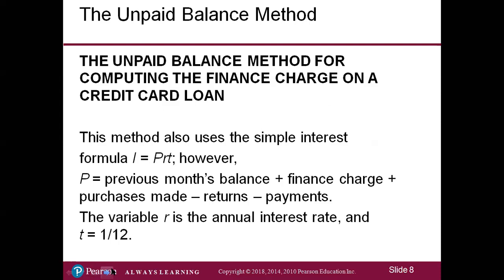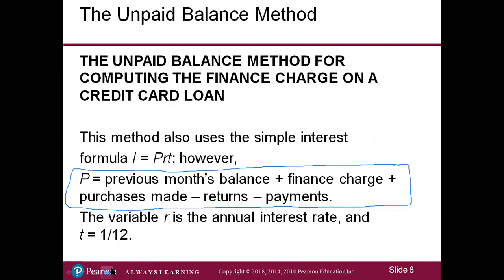However, P equals the previous month's balance plus that month's finance charge plus any purchases that we've made minus any returns minus any payments. The variable R is an annual interest rate, and T equals 1 over 12 because it's 1 month.